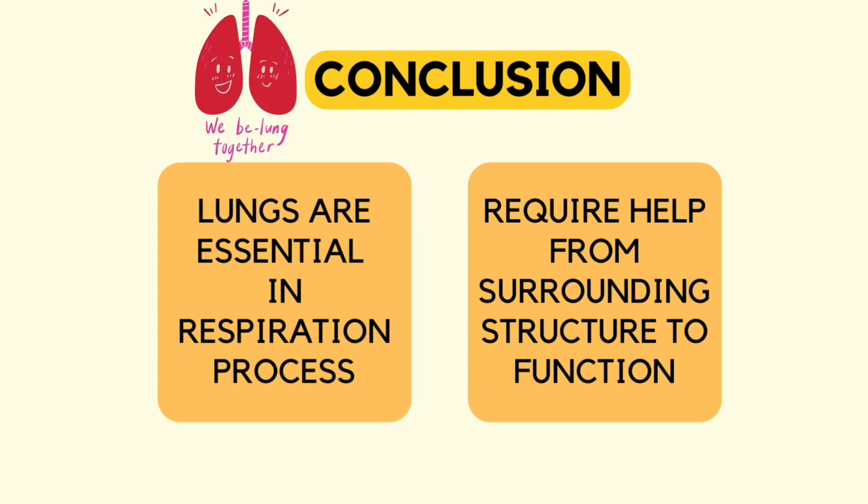The lungs itself require the help from the surrounding organs of the respiratory system, which include the nose, nasal cavity, pharynx, larynx, trachea, bronchus, bronchioles, and alveoli to do respiration. With this respiration process, we are able to inhale the oxygen and exhale the carbon dioxide in order to keep us alive.